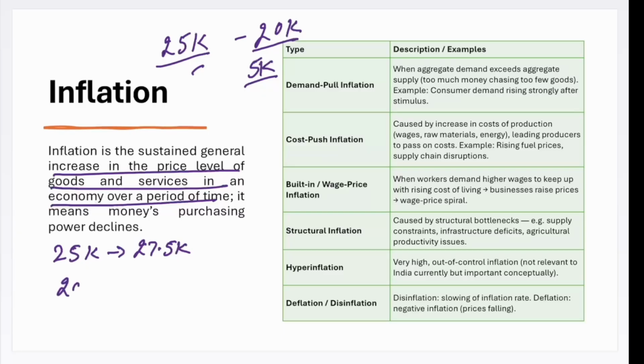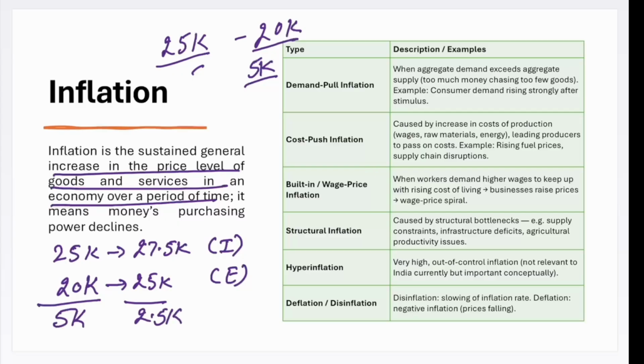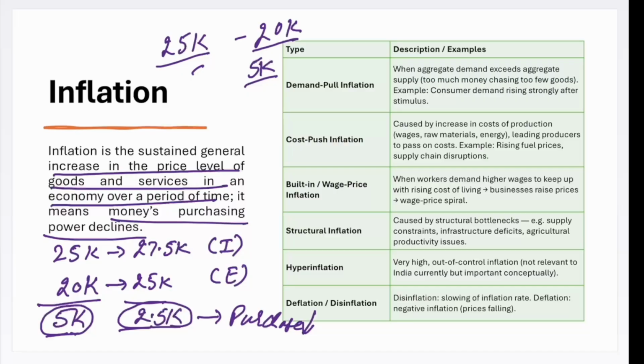Whereas your worth of goods was 20,000, it has now gone up with a 20% rise to 25,000. So this is your income and this is your expenditure. Earlier you were able to save 5,000 rupees. Now you're able to save only 2.5 thousand rupees. So your purchasing power: if you want to spend extra and buy another product, earlier you could buy worth 5,000. Now your kitty has only 2.5 thousand rupees left. So your purchasing power to buy another item has gone down. This is what we call purchasing power declines.